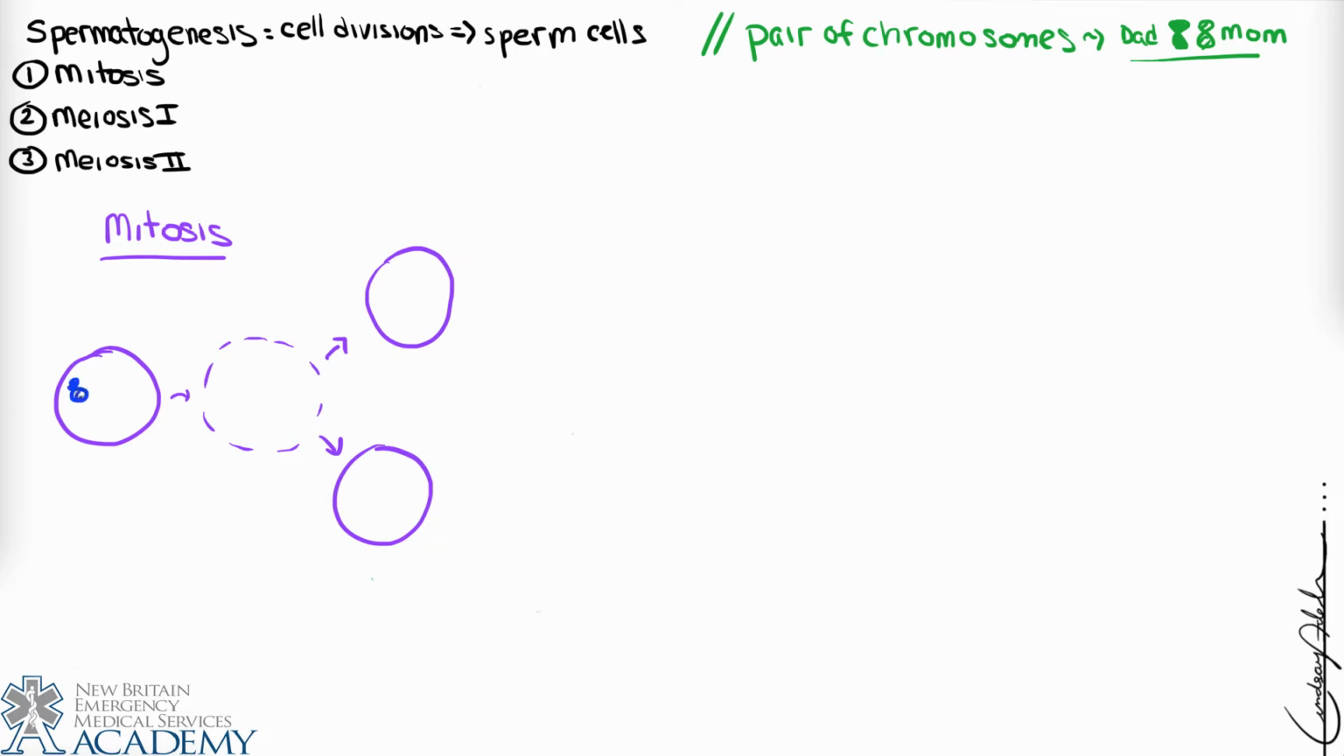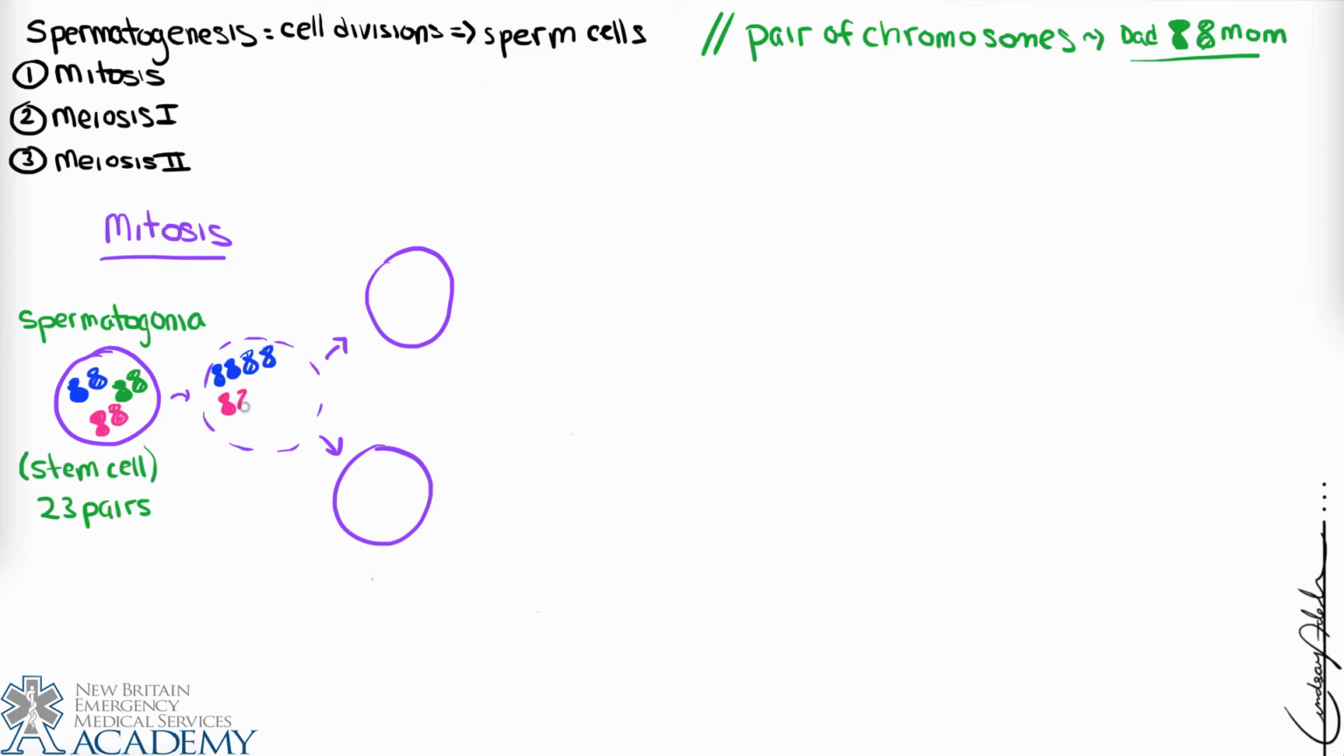And in this stem cell, we've drawn 3 pairs of chromosomes. So it would be really impractical to try and draw all 23 pairs, even though that's what's actually there. But we're going to start with just 3 and just watch what happens. So what we can see is this is basic mitosis.